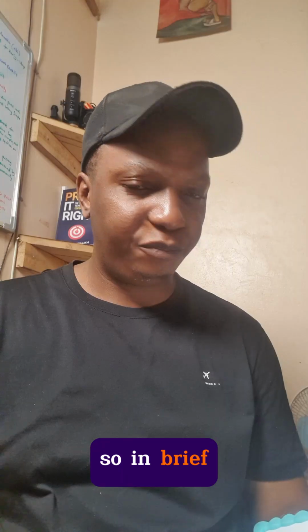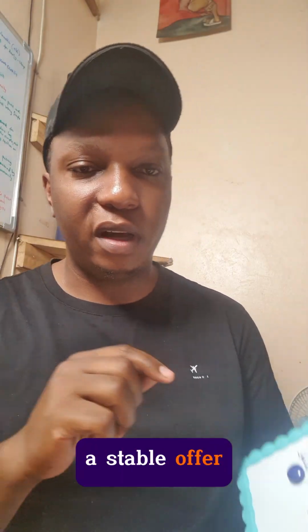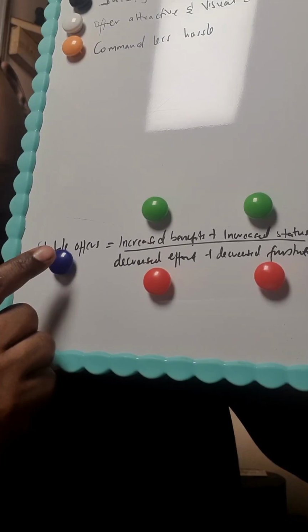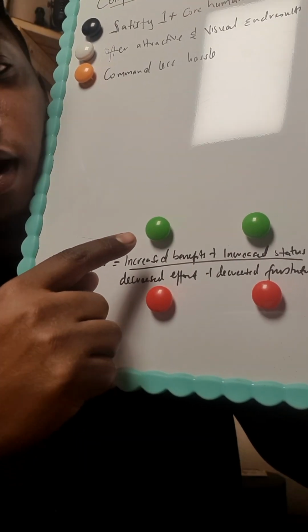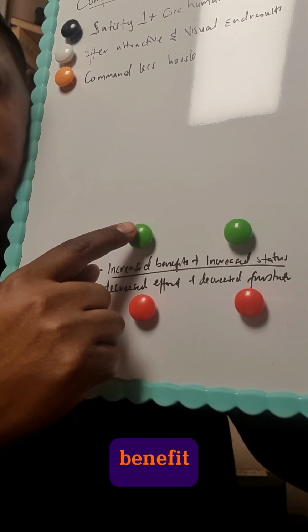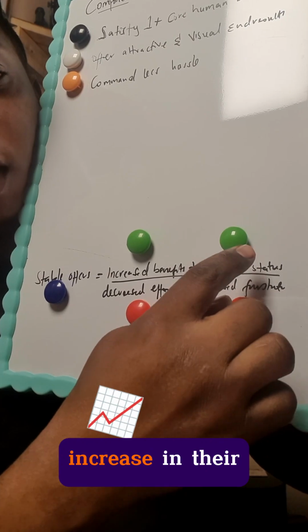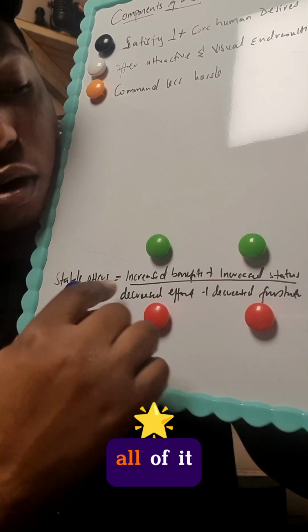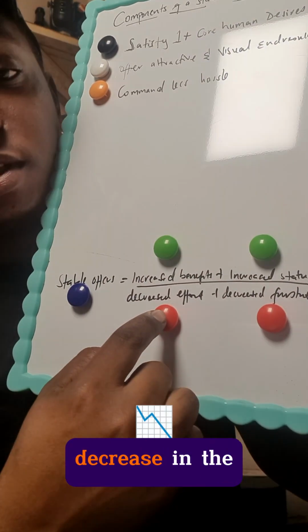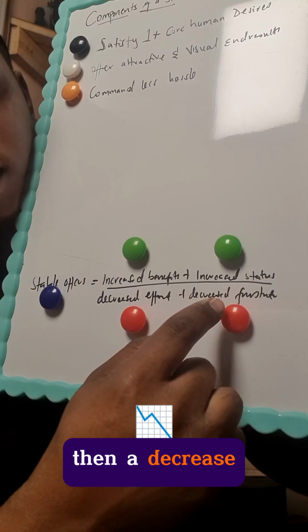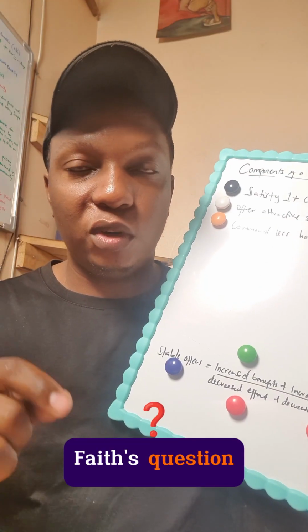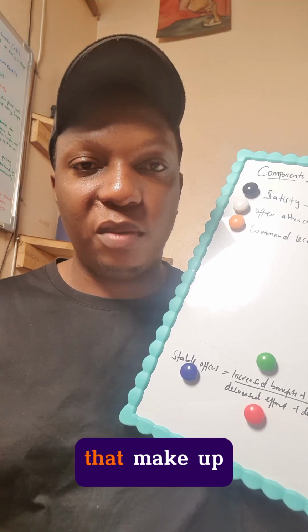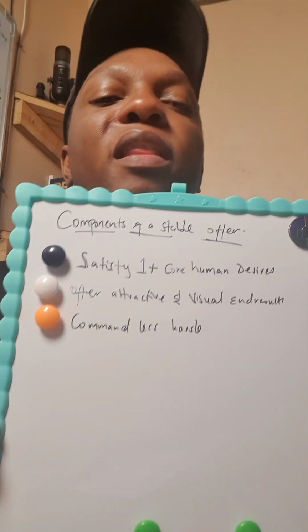So in brief, in order for you to have a stable offer, you need to have this equation. A stable offer should have the capacity to have the increase in a person's benefit added to the increase in their status, all of it divided by a decrease in the effort, then a decrease in frustration. Now to answer Faith's question, what are the key components that make up a stable offer? So these are the ones.